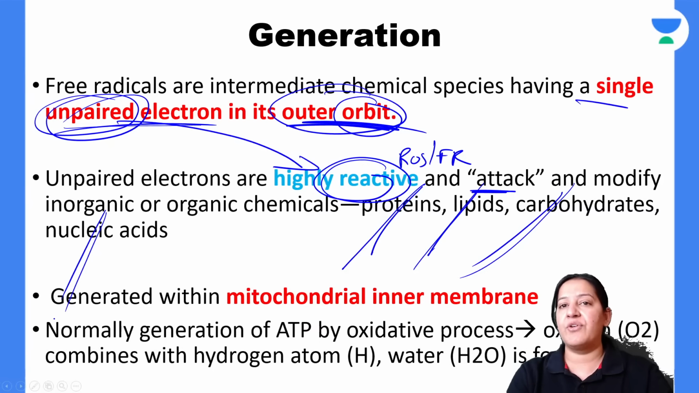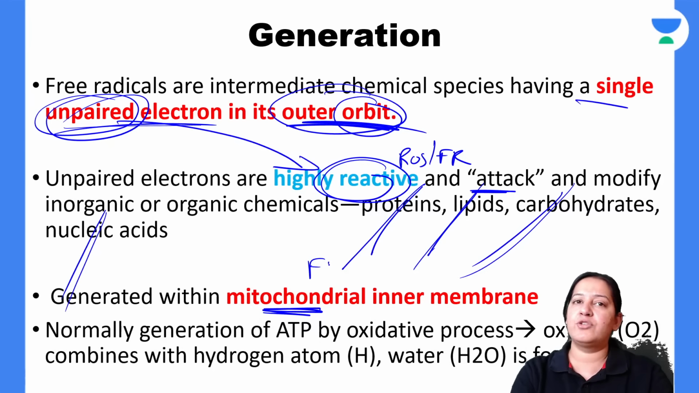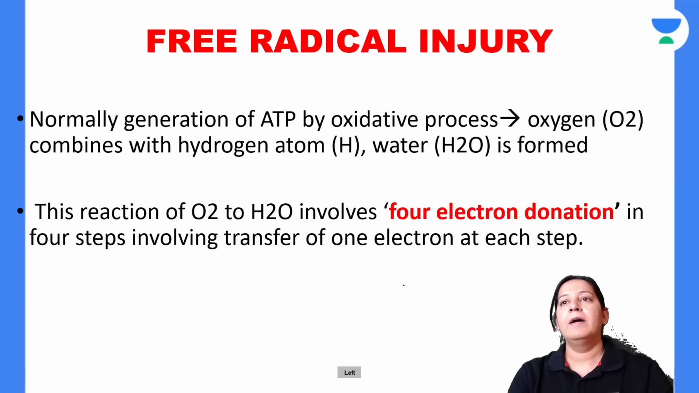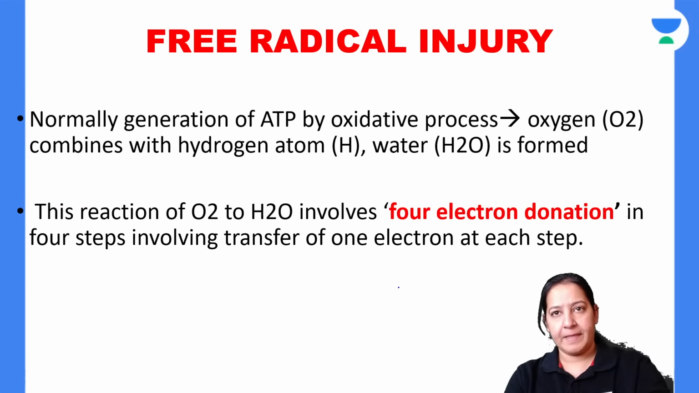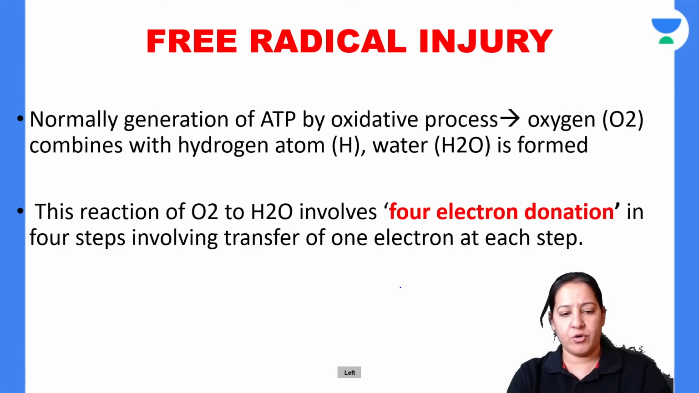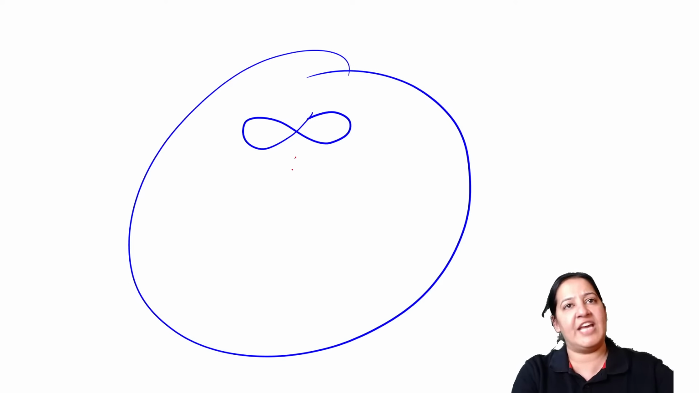Tell me where they are generated. They are generated in the mitochondria. All the free radicals are generated in the mitochondria. Listen, inside the mitochondria, as I have told you, let me draw a mitochondria. So this is a cell. Inside the cell, this is the mitochondria. In the mitochondria, oxidative phosphorylation takes place, as you know.